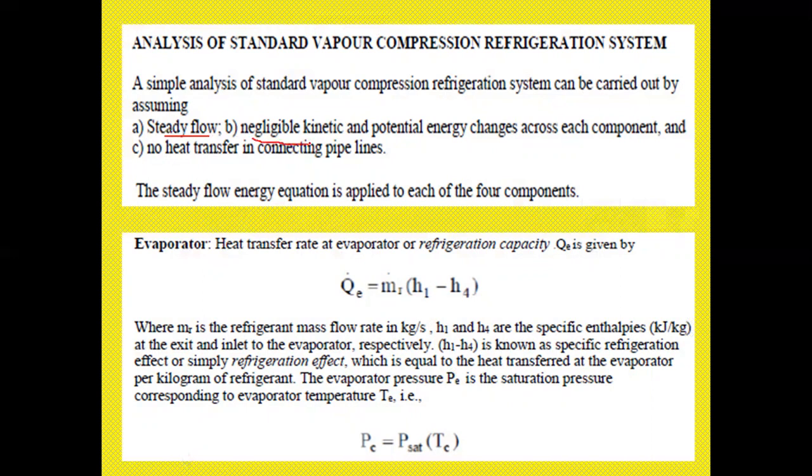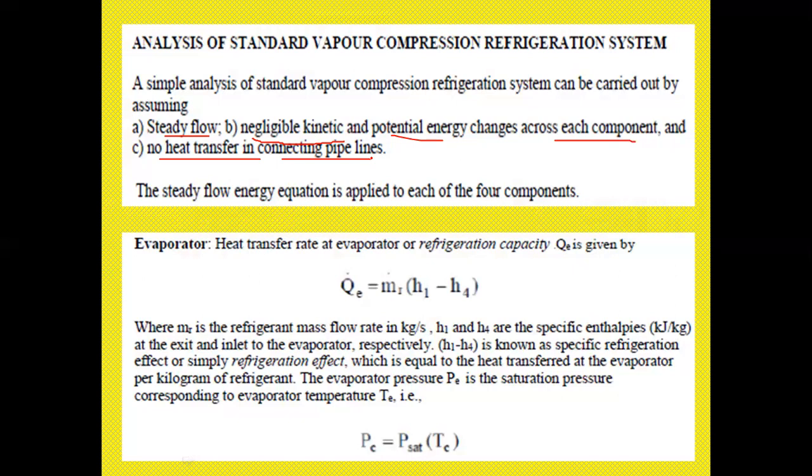Second one is negligible kinetic and potential energy changes across each component. And the third one is no heat transfer in the connecting pipelines. So these are the 3 assumptions made for the standard vapor compression refrigeration system, so that we can do some of the analysis, right? The simple process is steady flow analysis, negligible potential and kinetic energy, and no heat transfer in the connecting pipelines. So these are the 3 assumptions made by the standard vapor compression cycle.